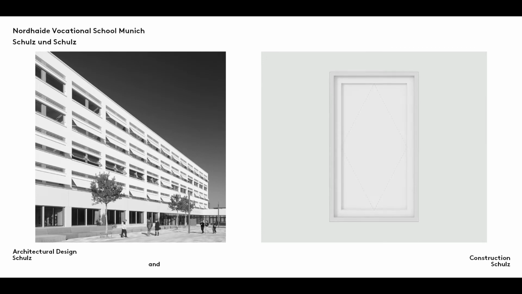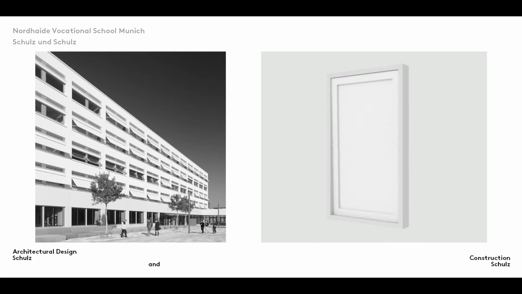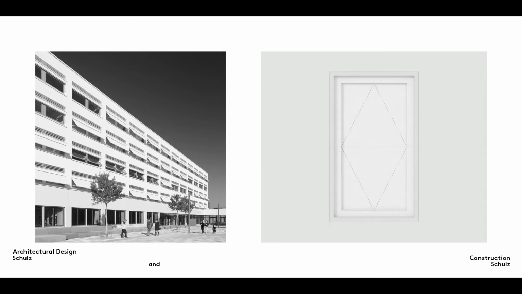Pivot windows rotate about a horizontal or vertical central axis. In elevation drawings, they are shown by means of a diamond and the axis of rotation. Pivot windows look elegant and have a large ventilation cross-section, but can project intrusively into the interior space.